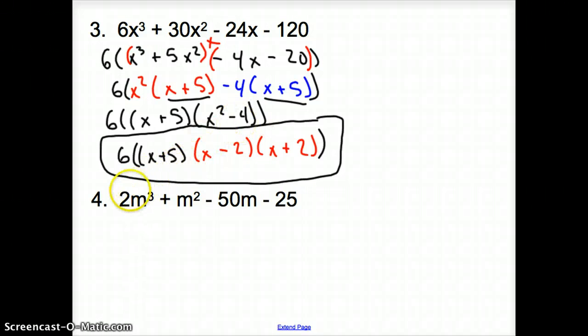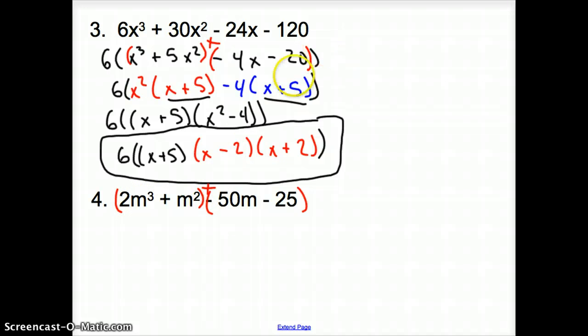Let's try another one. 4. Remember, what's our first rule of factoring? Is there anything that we can take out of every single term? There is not. So let's start to group it. Let's group the big variables with the big variables, the small variables with the small variables, and I'm going to throw a plus sign right between my parentheses.